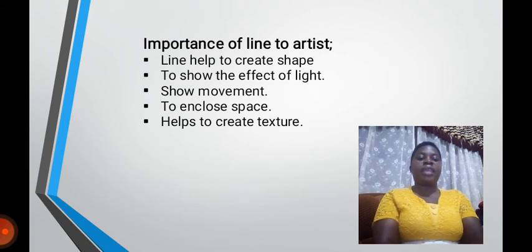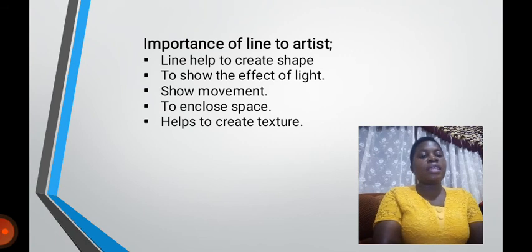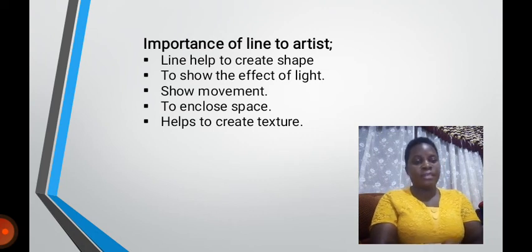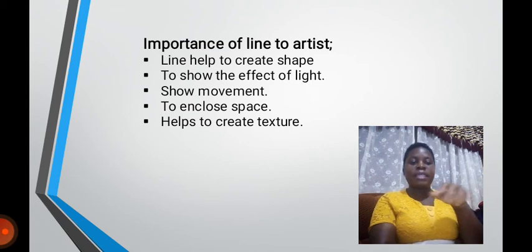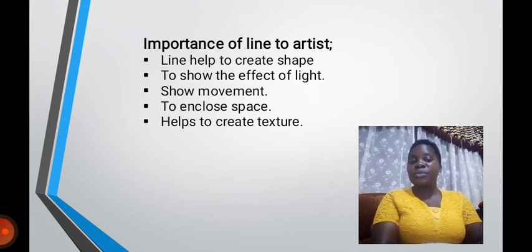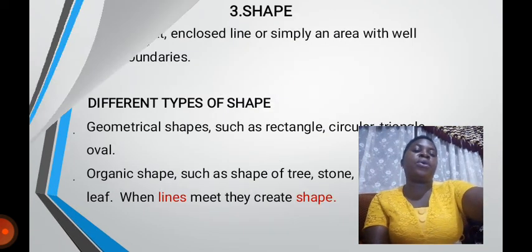Then it helps to create texture. Texture is shown using the scribbling method of shading. Scribbling is a way of shading, like the way children start to write. They scratch, they just scratch. So when you want to show rough texture, we use that scratching shading. When we want to show smooth texture, we shade properly. So it helps to show texture.